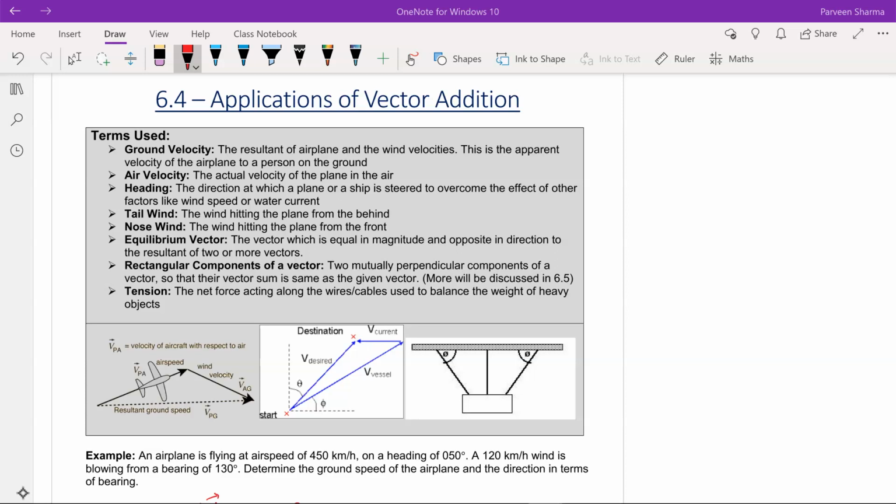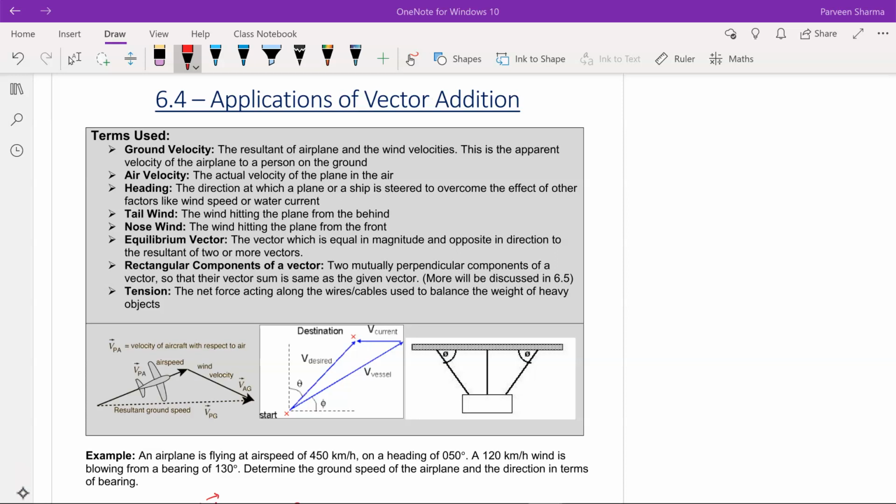And the velocity of the plane with respect to air is called air velocity. And heading is what direction the ship or the plane is going, that's a direction. The tailwind is when the wind is coming from behind and increases the velocity of the plane or a boat. When it reduces the speed, it's called a headwind, meaning the direction of the wind is coming from the opposite direction of the plane, or even in terms of a ship.